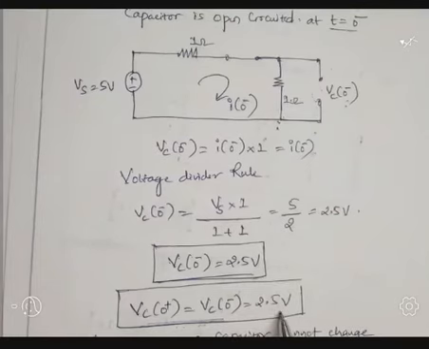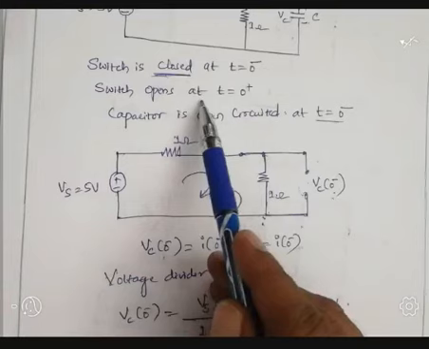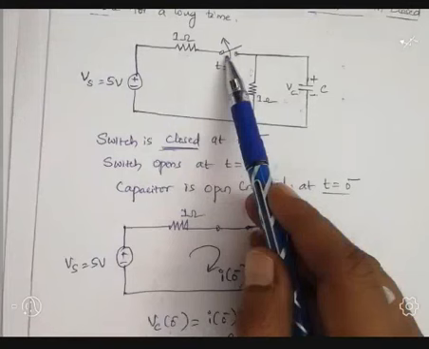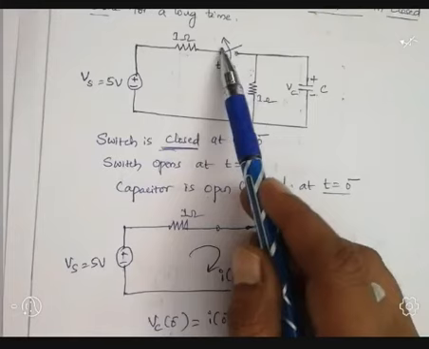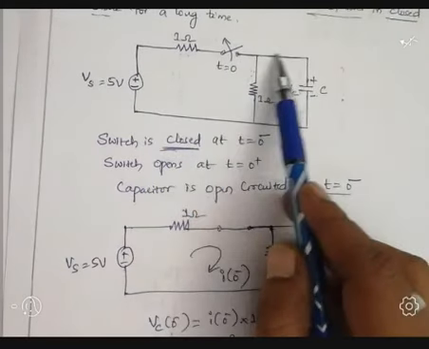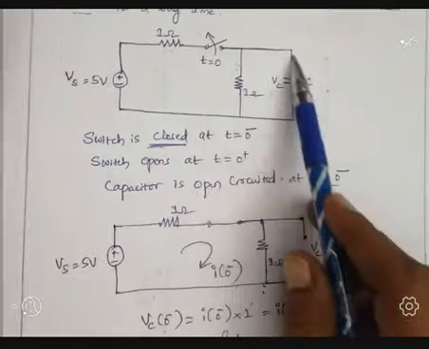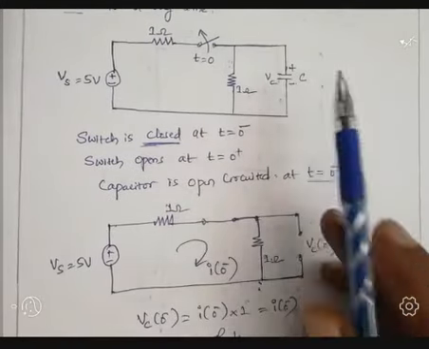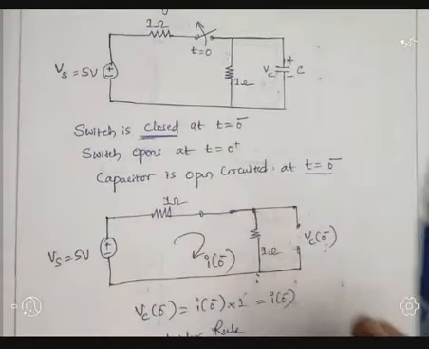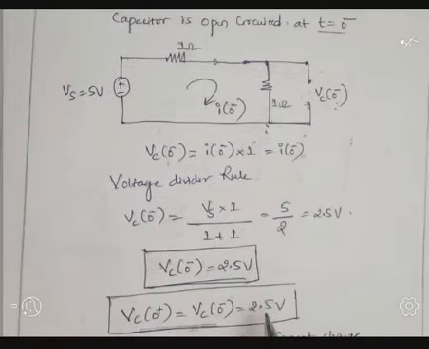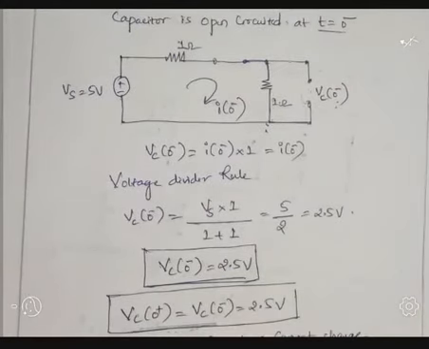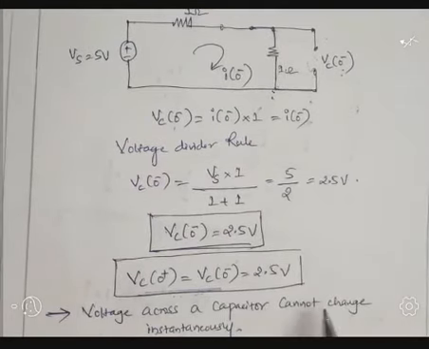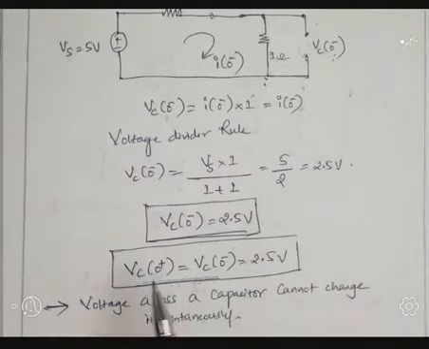It means when the switch is open at t equal to 0 plus, there is no connection between these two ends, so no voltage is applied to this branch. So only this part of the network remains. This time also the voltage across the capacitor is 2.5 volt. This is the meaning of Vc of 0 plus equal to Vc of 0 minus, because voltage across a capacitor cannot change instantaneously, meaning before the switch and after the switch it remains the same.